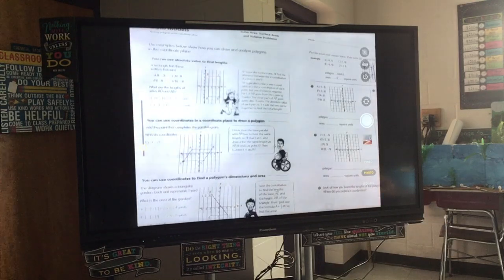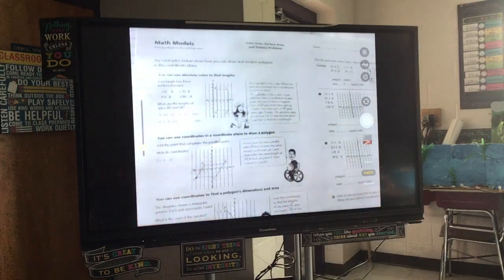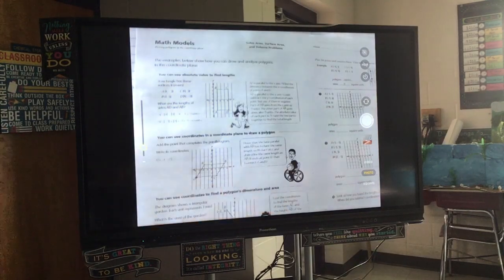So this page has a little bit of notes for you guys just to refer back to when you are finding area on a coordinate grid. So it says you can use absolute value to help you find the lengths of your sides, because you do need to know what the sides are if you're finding area or perimeter. So it says a rectangle has these vertices or corners. What are the lengths of sides AD and AB?